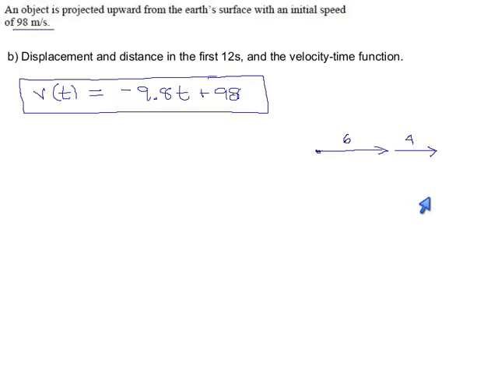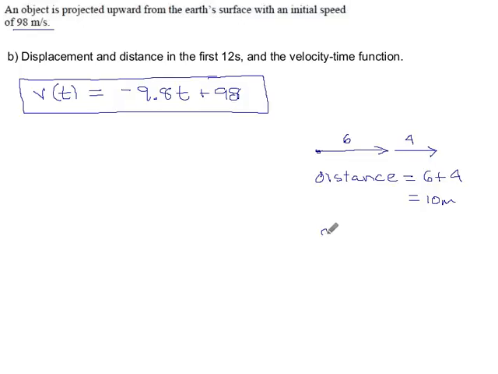Distance measures how much ground have you covered during a trip. So if you start somewhere and you go 6 meters east, and then you go another 4 meters to the east, the distance would be 6 plus 4 equals 10 meters. Distance is how you measure ground covered when you don't really care what direction it's in. You just add up all the distances.